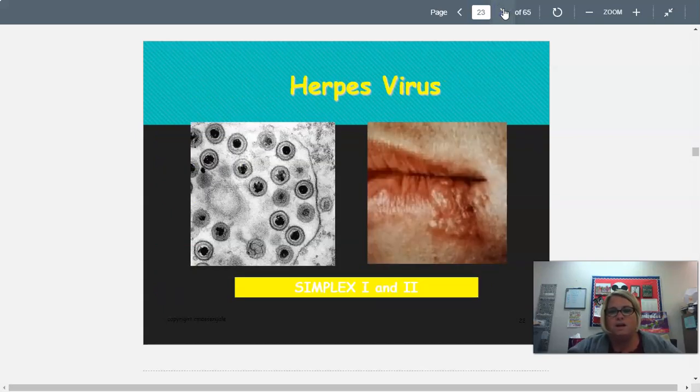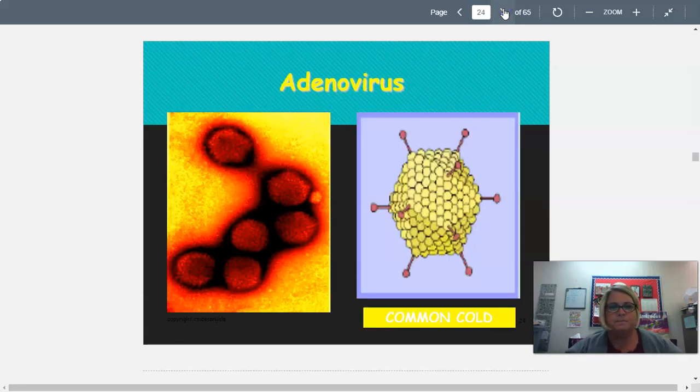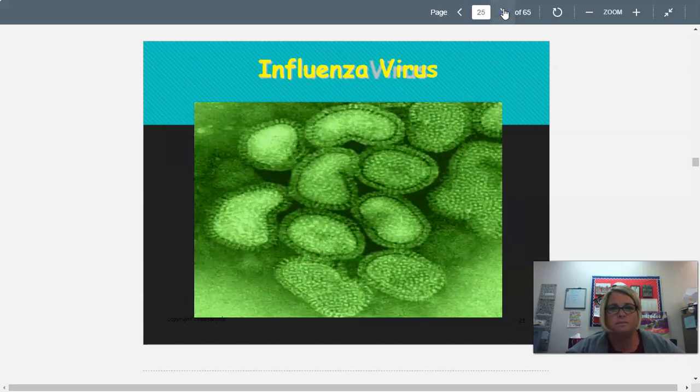So the herpesvirus, on the left you see what it looks like under a microscope. On the right, that's what causes cold sores and all that fun stuff. The adenovirus, look at it under the microscope. And look at the animated version so you can see it a little clearer. That's your common cold. The flu virus, if you look at the differences between the cold and the flu, the cold's more circular, where the flu's more elongated.